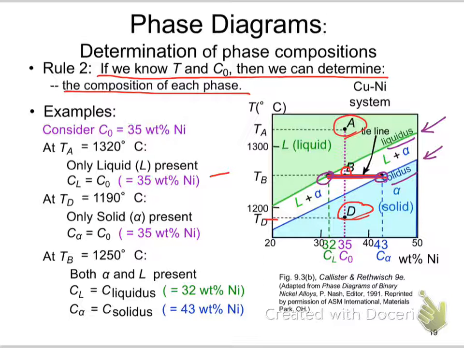Okay, and at that point, for example, of the solidus line, we can find out what the X value is, and we can see that our percent composition of the alpha phase, the solid phase, is 43% by weight nickel. Okay, that's what this one is. And when we go to the left and we intersect with the liquidus line, we can go down, and the intersection is at 32% weight of nickel.